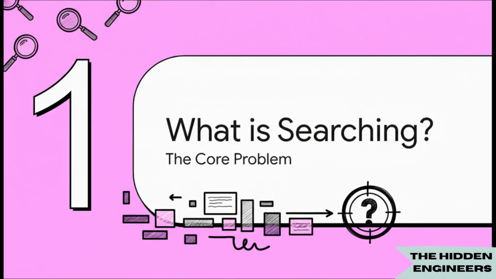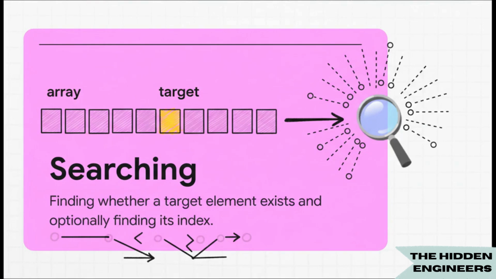All right, so before we start comparing the two methods, let's just get on the same page. We need to be crystal clear about what we're actually trying to accomplish. What is the fundamental search problem? At its core, searching is really just this. You've got a collection of stuff, like an array, and you've got a target value. Your only job is to figure out, is that target in there? Yes or no. Simple as that.